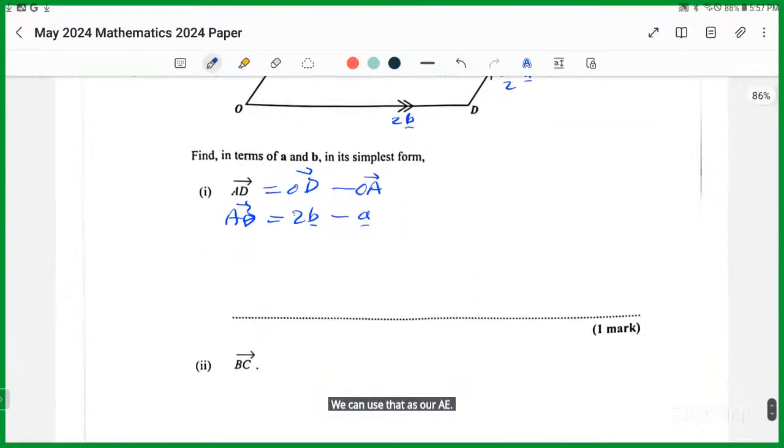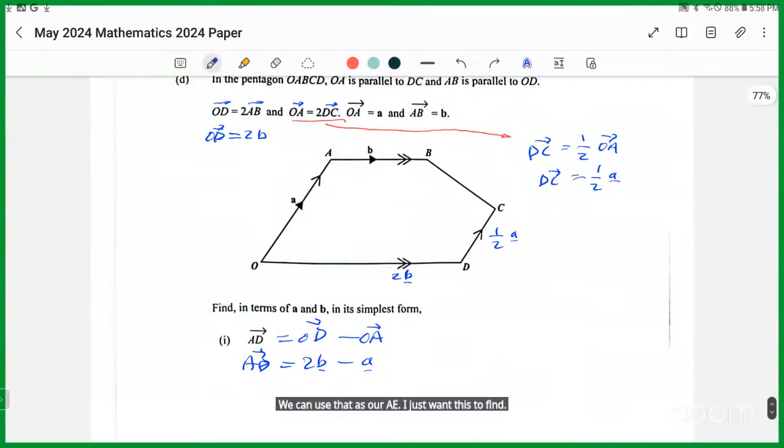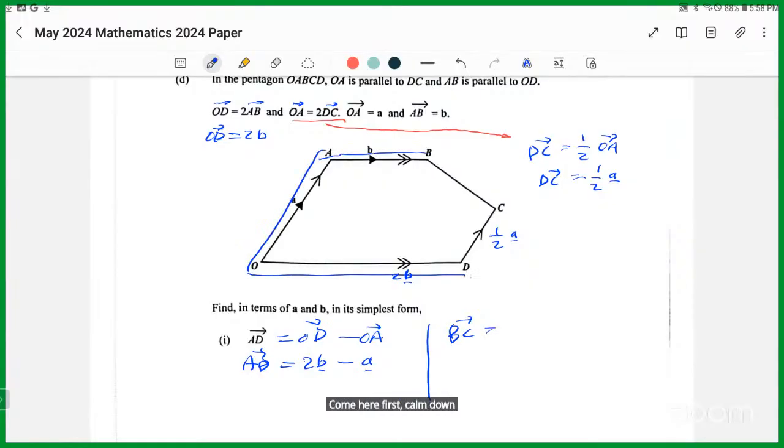Now what else do I want us to find? The vector BC. Let's look at the diagram. We don't know the position vector of B. So we can look at the diagram and say, how do we go from B to C? Let me do it right here. You can just come around the diagram. Come down here first, come across this, and then go up here. Keep it simple. Alright, let's do it that way. So we're going to go from B to A.